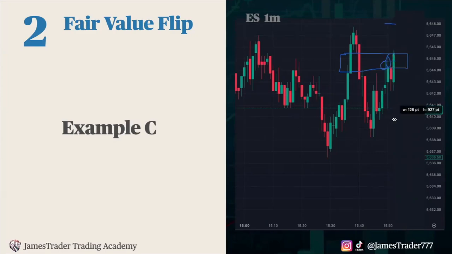And what happens next? Went a little bit higher. Now, price action closed just above here. It wicked and closed just near the top and then started to reverse here.